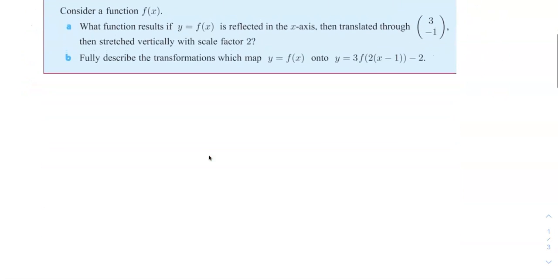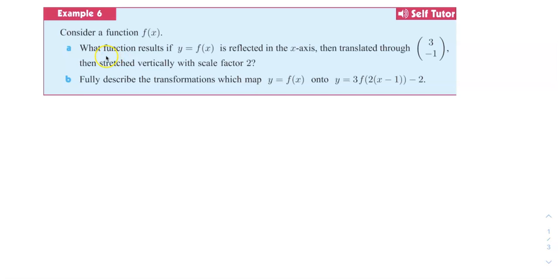Okay, the next one. Consider the function f of x. What function results if y equals f of x is reflected in the x-axis, then translated through 3, negative 1, then stretched vertically with scale factor 2? So we want to know, it's basically what we're doing.